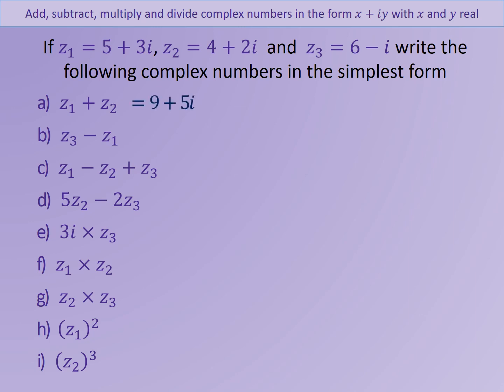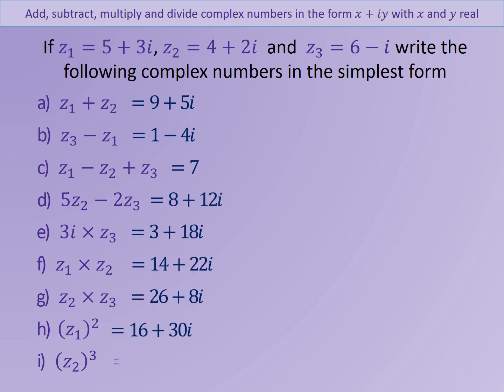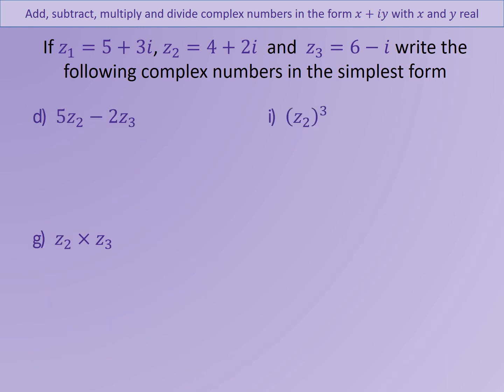Okay, here are the solutions. Right, I've just picked D, G and I for 3 questions for me to go through worked solutions. So let's have a look at how these would look. So we've got 5 lots of Z2, which is 4 plus 2i. Subtract 2 lots of Z3, which is 6, take away i.